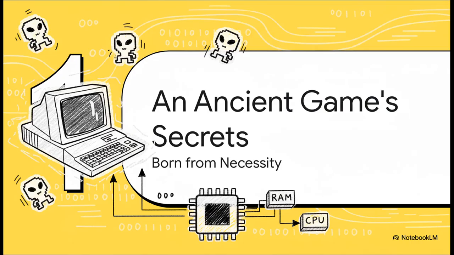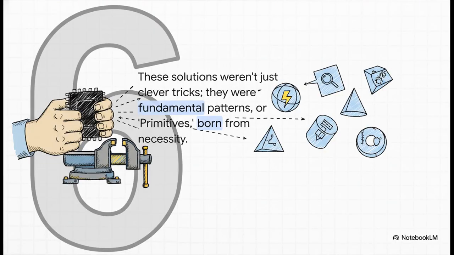Programming for the Amiga 68K was a constant battle. You had maybe 2 megabytes of RAM to play with and a processor that's like a fraction of the speed of the chip in your watch. To get swarms of aliens flying around on screen, you couldn't just write code. No, you had to carve it directly into the silicon. And when you're under that much pressure, you don't just find clever tricks. You discover fundamental truths. And that's what happened here.